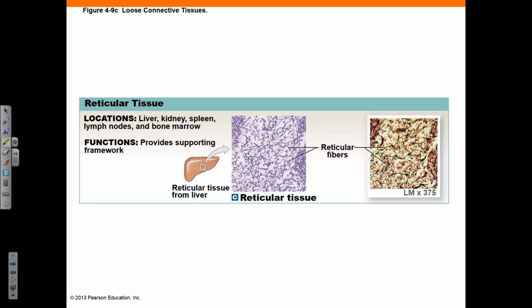Reticular tissue is composed of reticular fibers that provide a supporting framework. Reticular tissue is found in many organs, including the liver, kidneys, spleen, as well as lymph nodes and bone marrow. So here you can see those reticular fibers scattered throughout, providing that structural framework.